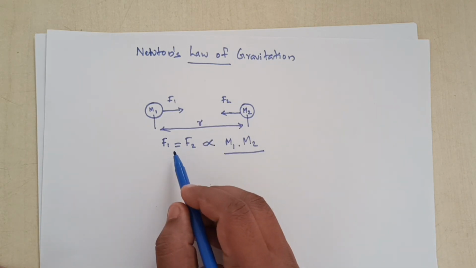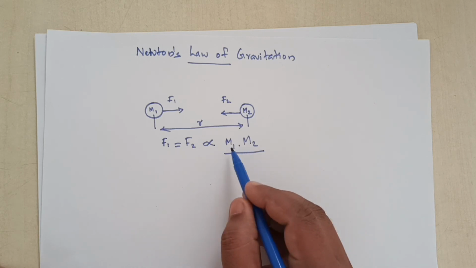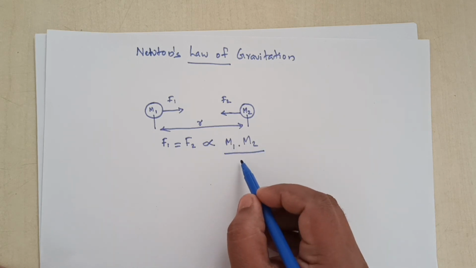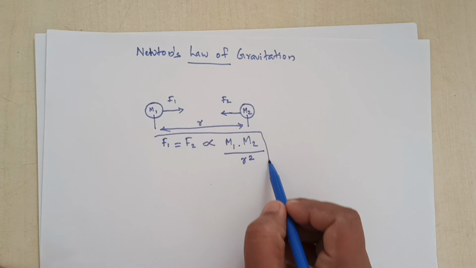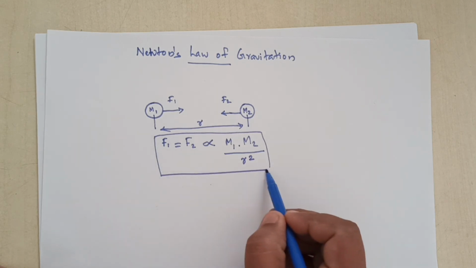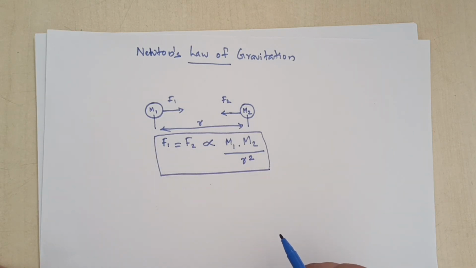So the force is directly proportional to the product of their masses divided by the square of the distance between these two objects. So this is called Newton's law of gravitation.